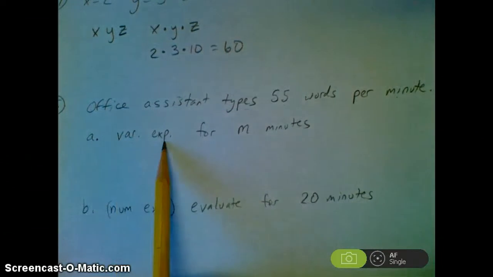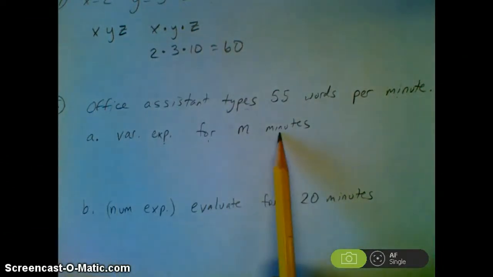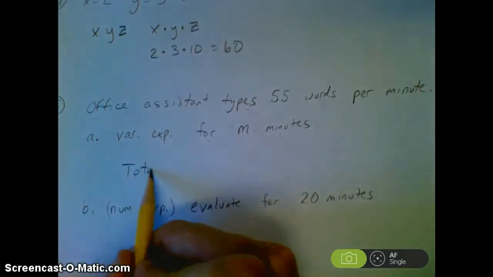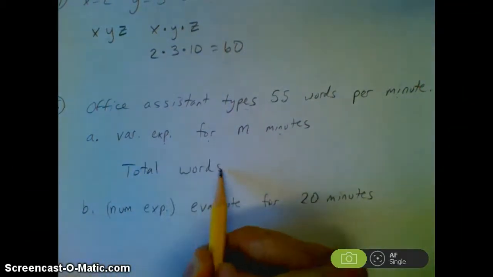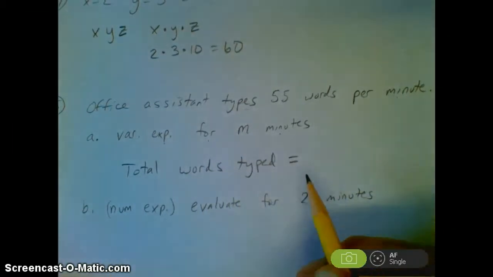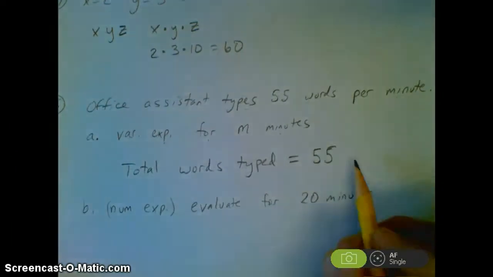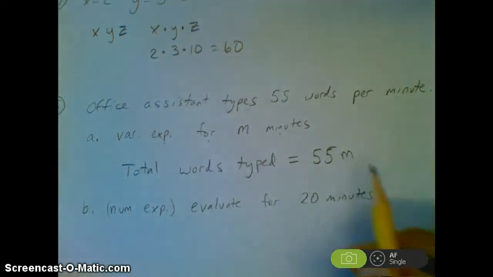First we need a variable expression for m minutes to show us how many words she'll type. So her total words typed will equal 55, since she does 55 for every minute, times m minutes.